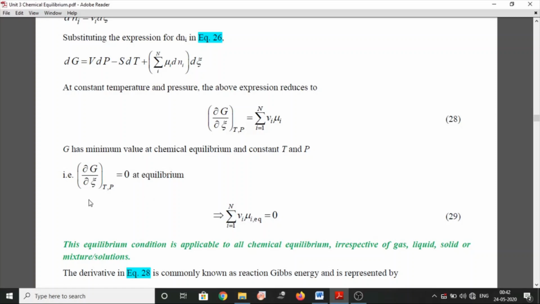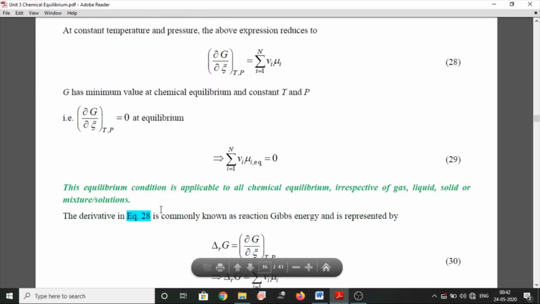What is this condition again? This is the change in Gibbs energy with respect to the extent of reaction. So if I put that LHS in equation 28 as 0, what I will get? Sum over nu_i mu_i at equilibrium state is equal to 0. Now the equilibrium condition is applicable to all chemical equilibrium irrespective of whether it is a gas phase reaction, liquid or condensed phase reaction, or solid phase reaction, whether it is solution or it is a mixture, any reaction.